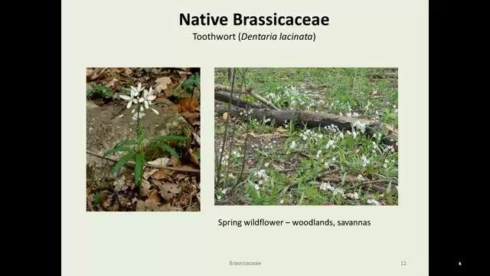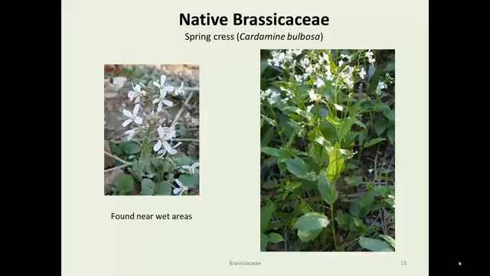Native Brassicaceae, one pretty common one in the Des Moines area is toothwort. You can find these in about any woodland. Most of the Des Moines parks have these in early spring. You can get quite a carpet of them. Sweet little flower. Another one is spring cress, Cardamine bulbosa, which you find more in wetter areas. People sometimes use it when they're going to have egg and cress sandwiches. It's kind of a common European food, but some people use it for that purpose here.